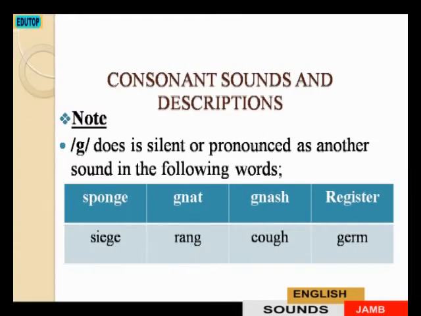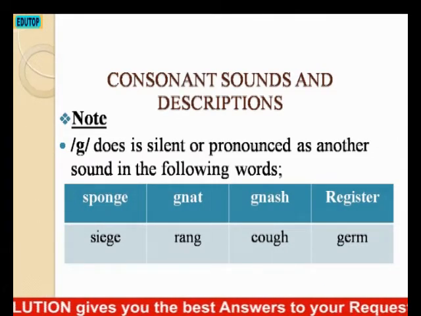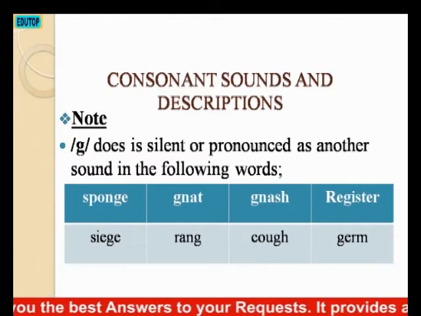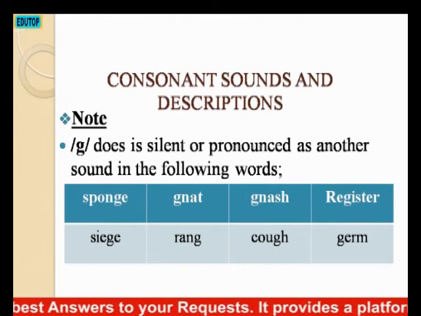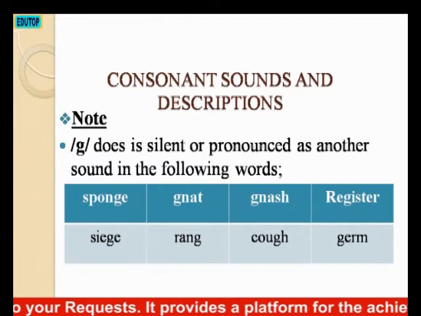The sound G is silent or produced as another sound in the following words, meaning when you have it in some words, the pronunciation could be different. For instance, S-P-O-N-G-E is pronounced as sponge. The sound in that word is different from G, so it is not the sound the spelling suggests. The spelling G does not dictate the pronunciation.